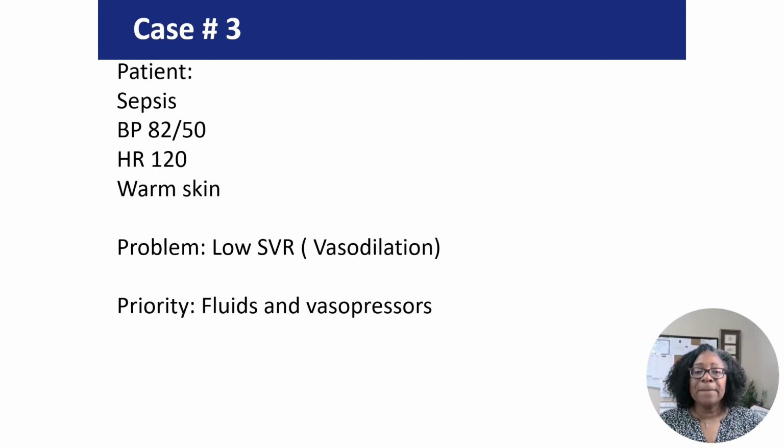Number three, you have a sepsis patient. Okay, so you're going to be thinking vasodilation. So you have a sepsis patient. The blood pressure is 82 over 50, heart rate 120. Their skin is warm. So we knew from when we saw sepsis, you're thinking low SVR, low systemic vascular resistance, which means that the vessels are dilating, and you will anticipate fluids and pressors.